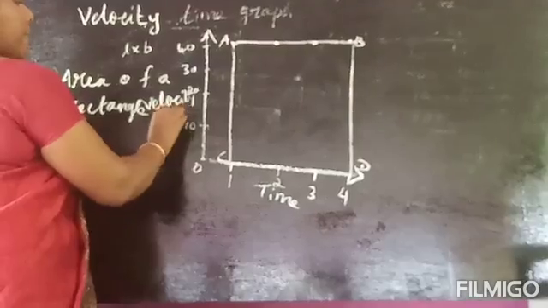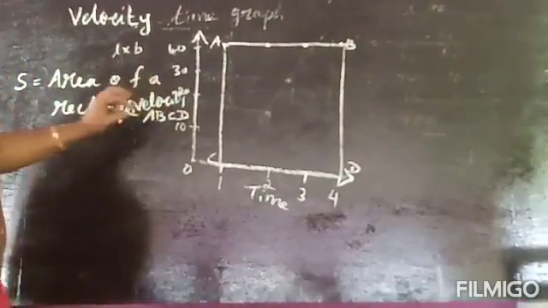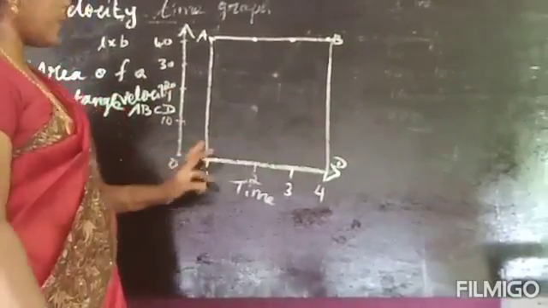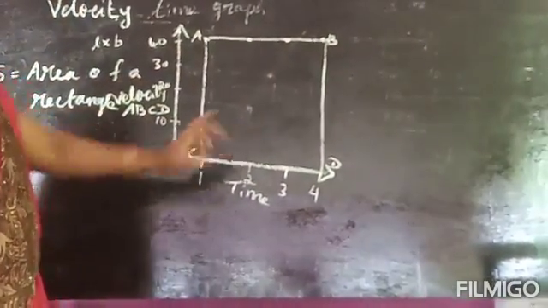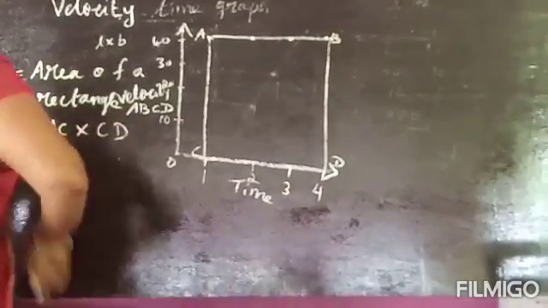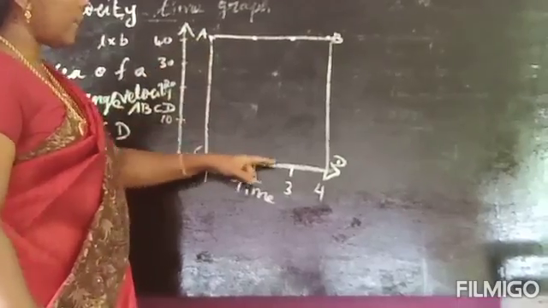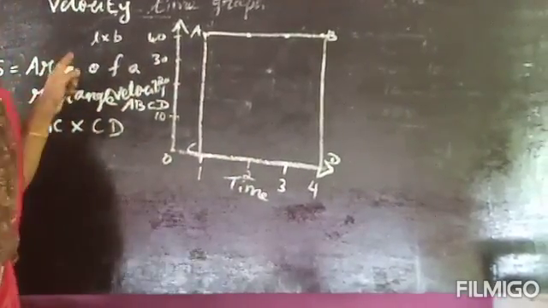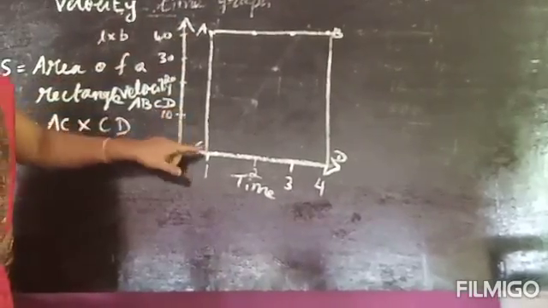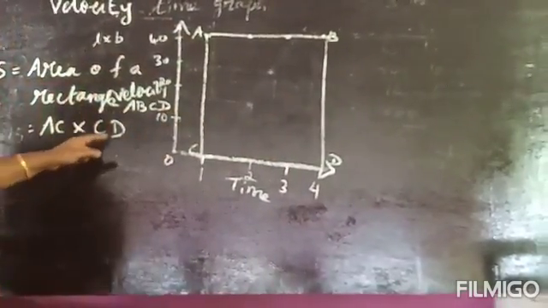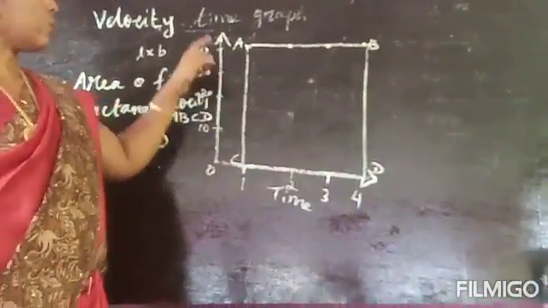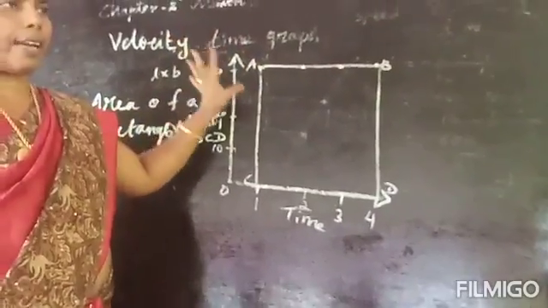So what's the formula? Length into breadth. So we have to take length into breadth, so AC into CD. Like that we have to find. So length into breadth only. What's the formula for the area of a rectangle? Length into breadth. So here AC into CD. Just substitute the values and we can find the distance or displacement by using this velocity time graph.